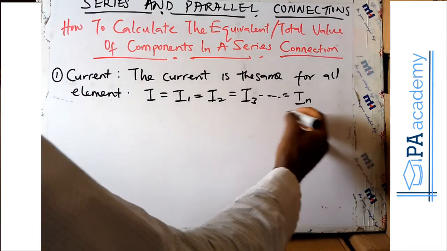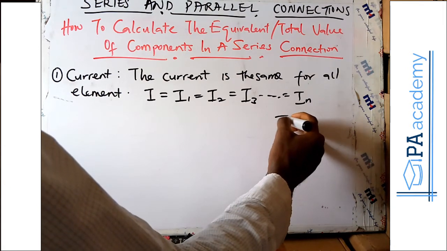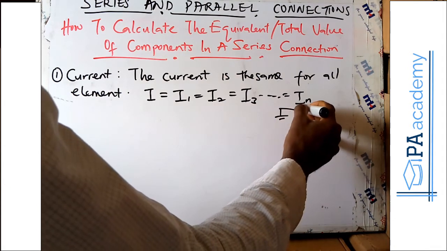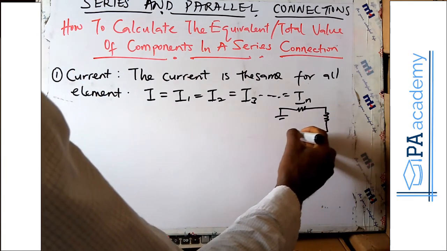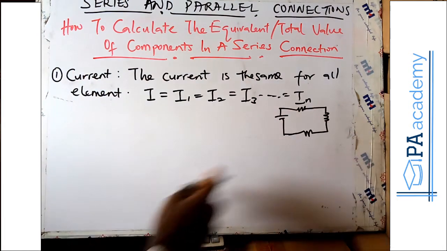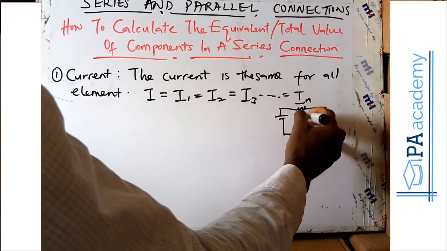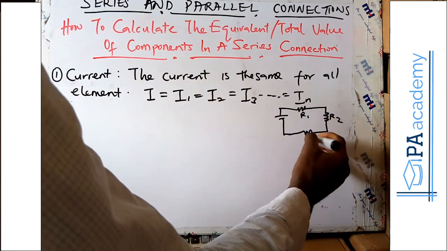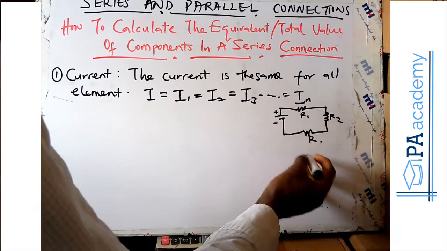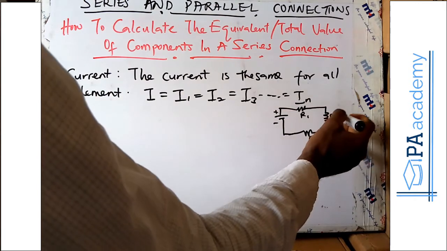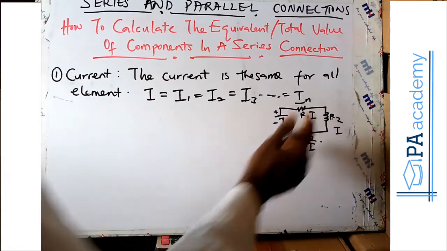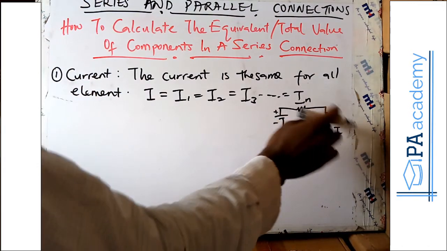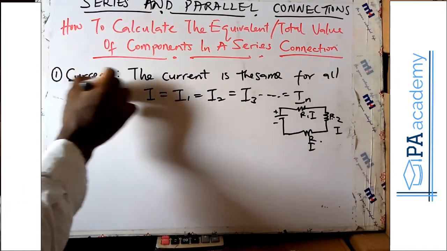So let me just draw a diagram. For example, if we have, let me bring back that drawing. So let me just draw it here. Now looking at this series circuit, where we have this one as our R1, our R2, and our R3, and this is plus. So the current here is the same current we are having here, the same current here, and the same current here. So the currents in the components in the series circuit are all the same. So that is it for current.